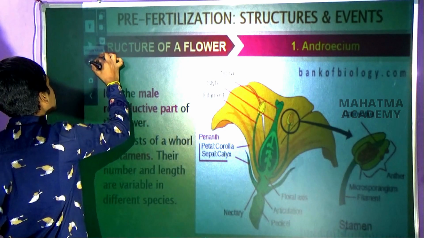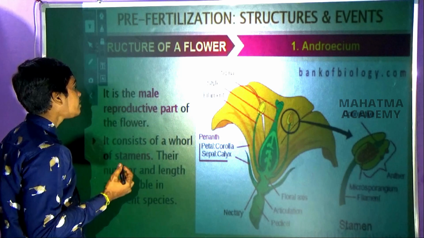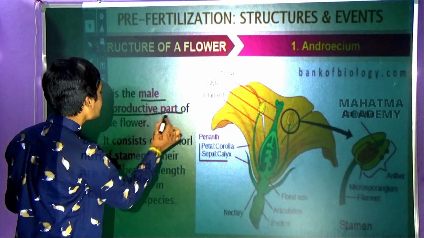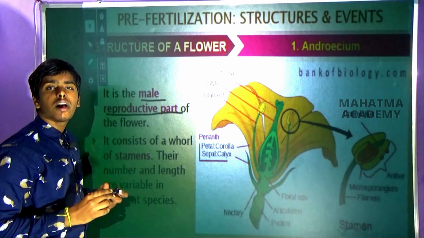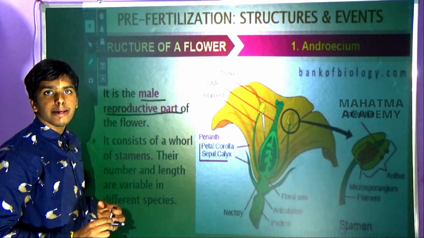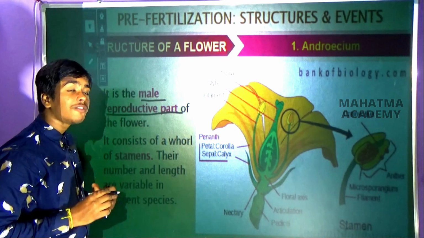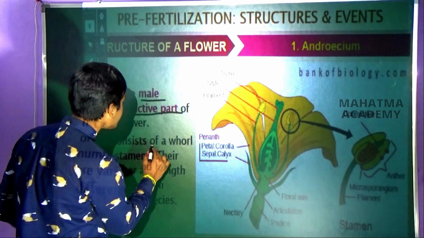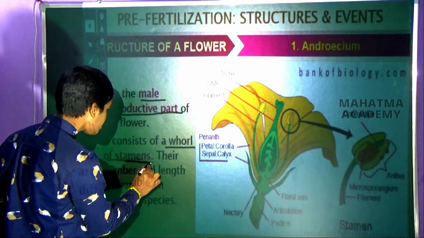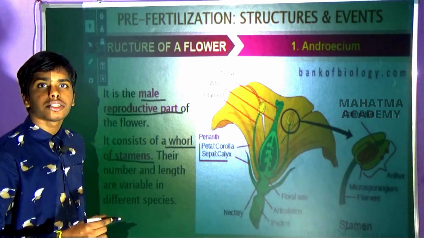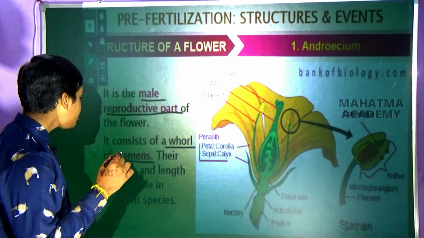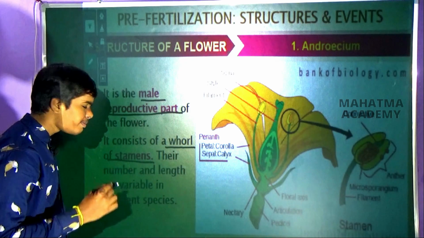Now, it is the male reproductive part of the flower. So, what is the male reproductive part of this flower? Androecium. So, androecium is the male reproductive part of the flower. It consists of a whorl of stamens. So, androecium consists of a whorl of stamens, and their number and length are variable in different species.